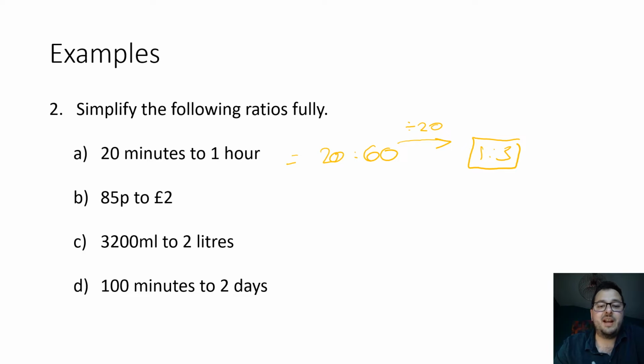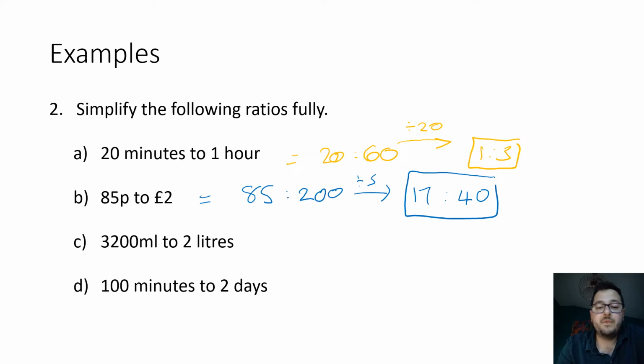Next one, we've got 85p to £2. Well, how many pence are in £2? It's 200p. So this is the same as 85 to 200. And I can divide everything by 5. So how many 5s go into 85? It's going to be 17, I think. And how many 5s go into 200? It is 40. So that is 17 to 40.